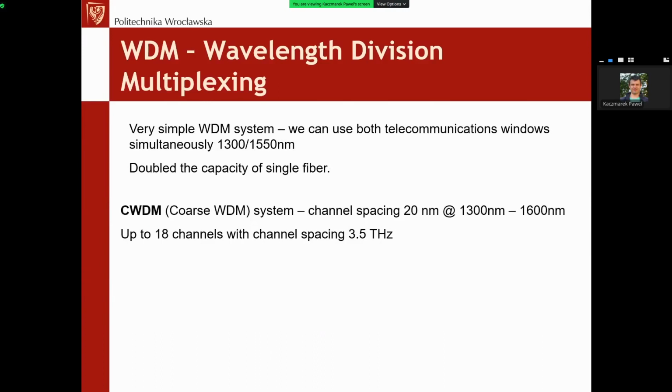Regarding this topic, we can have different filling ratio of the whole band of wavelengths we are using. Typically, at first, the systems were using the so-called coarse WDM system, where the channel spacing was 20 nanometers, and as you can see in the frequency domain, it is something close to 3.5 terahertz. So we shouldn't care about the bandwidth of one single channel. The channels are far away from each other, so they are well separated.